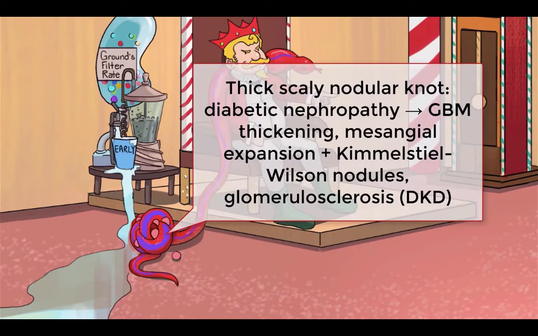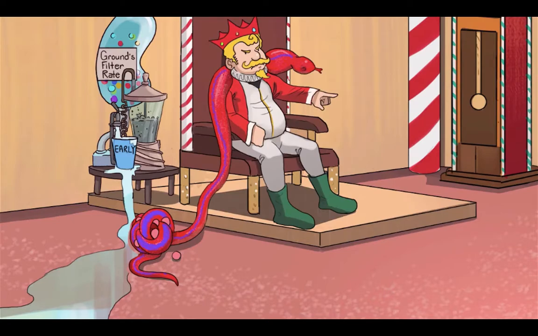In the glomerulus, glomerular basement membrane thickening can be seen, as depicted by the thickened purple stripe on this knotted glomerular tail. Mesangial expansion also occurs, with characteristic Kimmelstiel-Wilson nodules, hence the pink nodular candy that's embedded in there. And thirdly, diabetic nephropathy is characterized by progressive glomerulosclerosis. Sclerosis meaning hyaline deposition in the capillary wall, leading to capillary ablation. In this scene, sclerosis is represented by that sclerotic scaly snake tail.